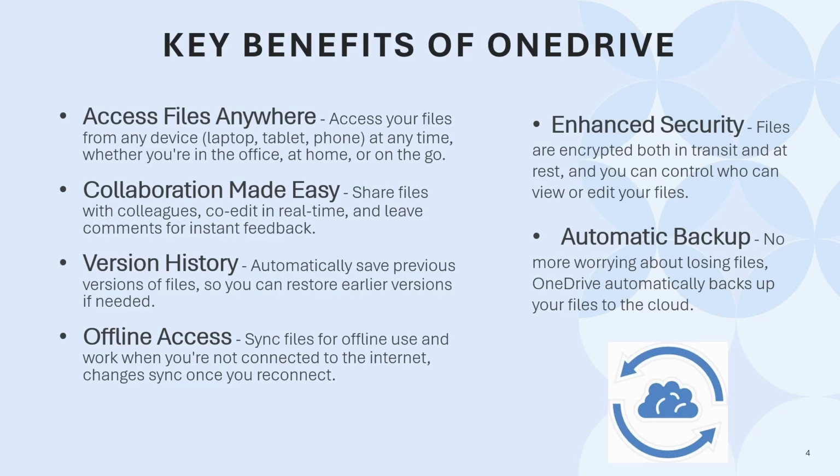Enhanced security, like I said, files will be encrypted both in transit and at rest, and you'll be in charge of who can view and edit your hosted files. Automatic backup, no need to worry about losing files anymore, because OneDrive, as you'll see in the next video, works off of core folders that are constantly being backed up to the cloud. So if something gets deleted, it has to go through 2 cycles of deletions. So you can always go back and grab deleted files, and you won't have to worry about something not getting saved because it's constantly getting backed up.